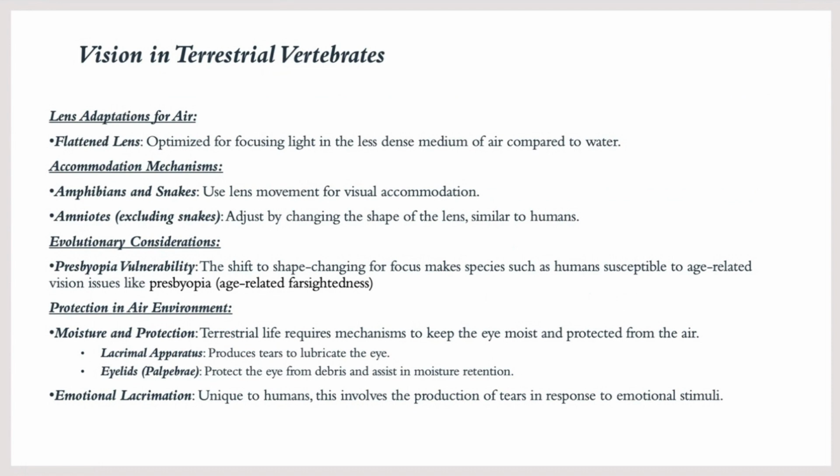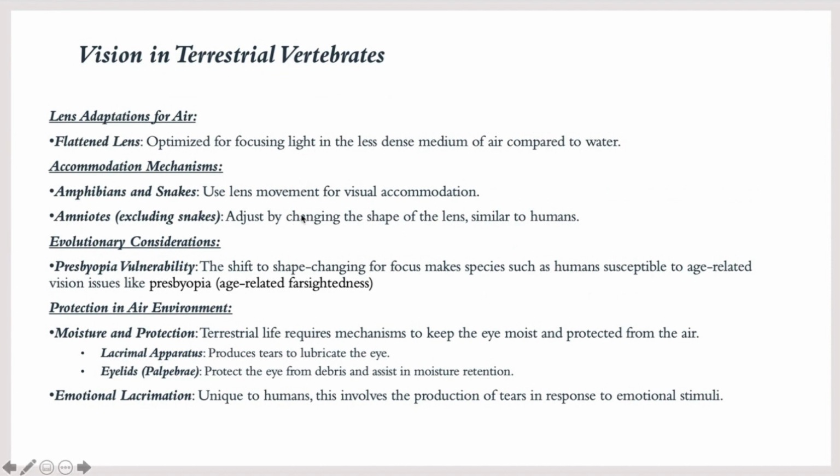We change the shape of our lens. So the fishes, or the aquatic vertebrates, the amphibians and the fishes, they move their lenses backwards and forwards, whereas we change the shape of our lenses. And this is, of course, again, to control the focus of the light that's coming in.